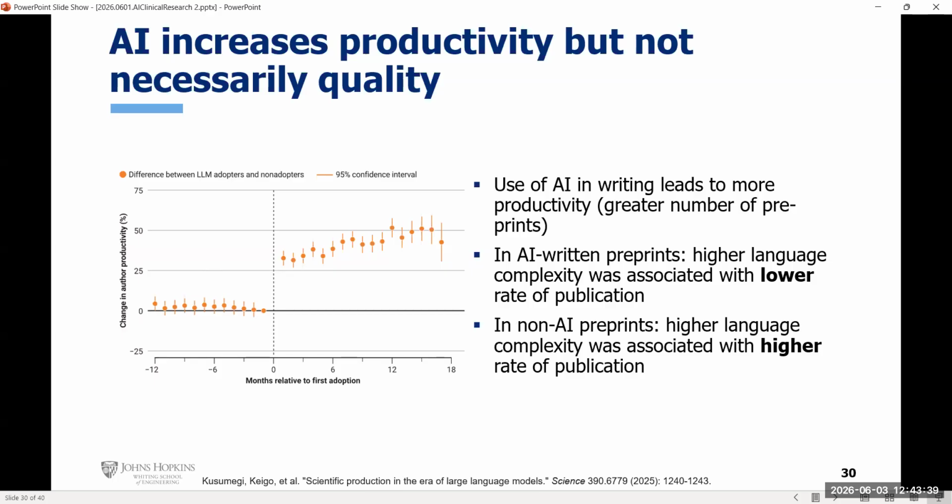In non-AI preprints, there was the opposite trend: higher language complexity was associated with a higher rate of publication. Like, better written papers, when they didn't use AI, were more likely to be published. One of the caveats here is that they're trying to infer whether AI was used to write a paper or not, and those judgments are questionably reliable. So we have to consider that in these results. But they did find pretty clear trends in these cases.